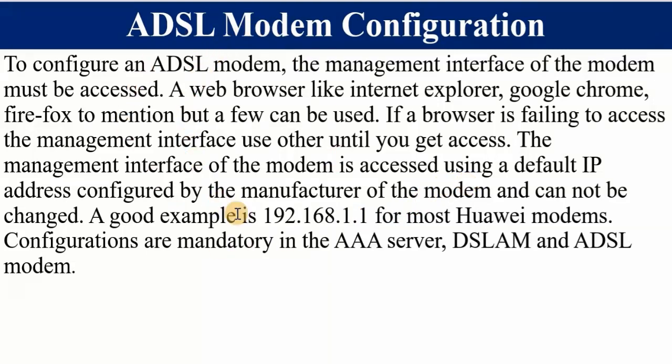Configurations must be done, or they are mandatory, in the AAA server, in the DSLAM, as well as in the ADSL modem. If you don't identify the number in the DSLAM of a particular customer, then it will be difficult to fault in the event that his line goes down. If you don't unlock the port, there won't be any connection with the TUR. And also, please, configurations are mandatory in the ADSL.